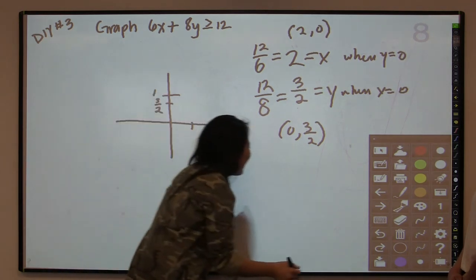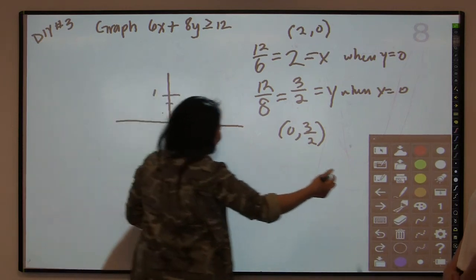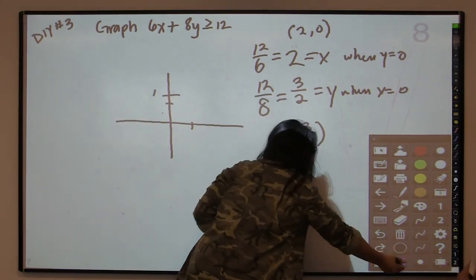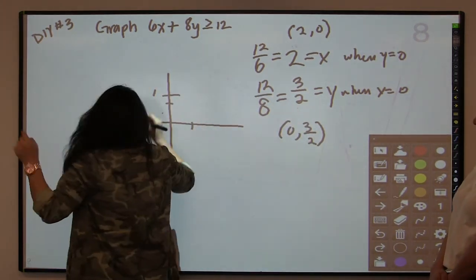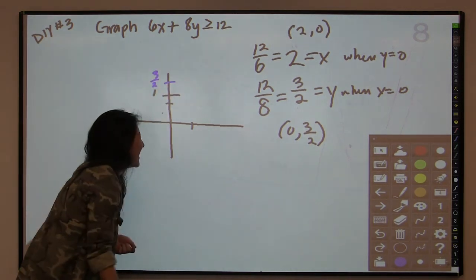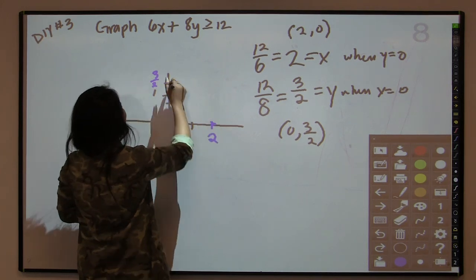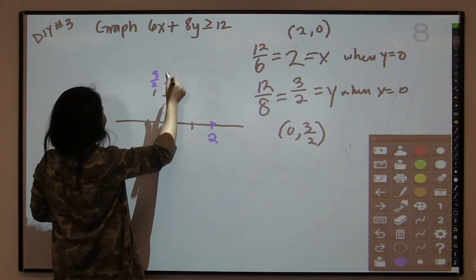Wow. Okay, I'm gonna go again. Make it... pencil. No way. Hey, stop. 3 over 2. Change the color now. That's 2. So okay, there's a dot, and there's a dot.